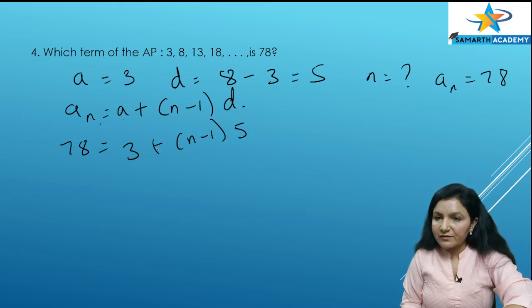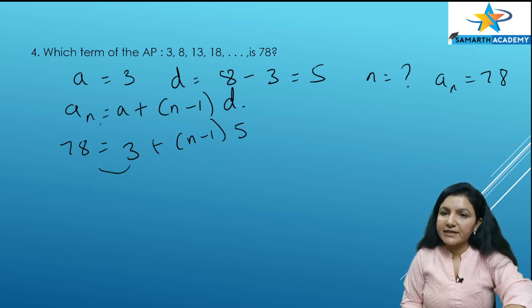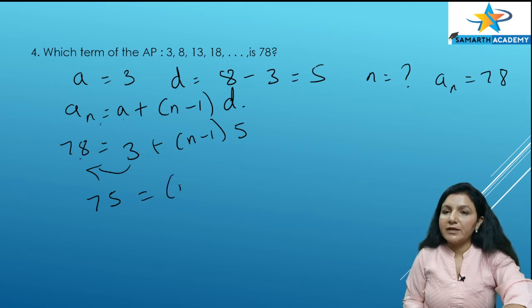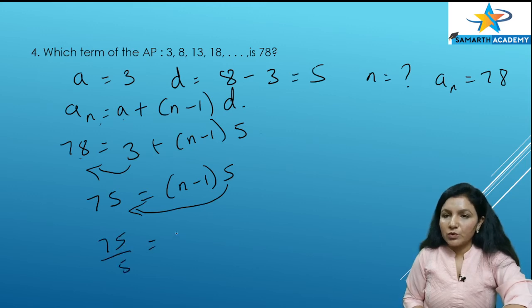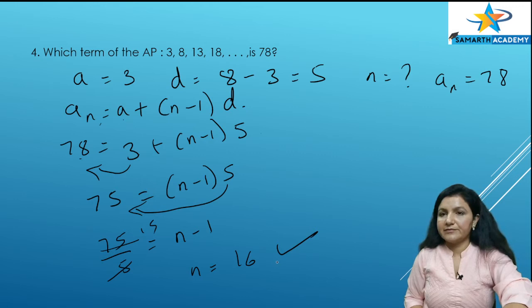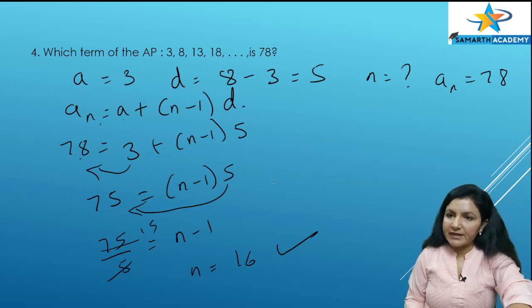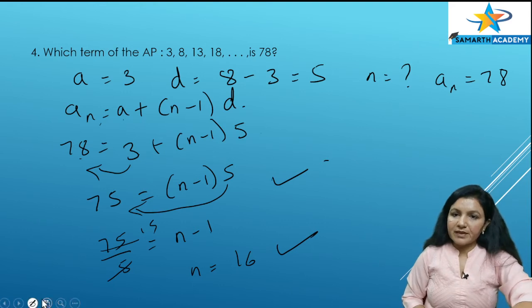I have always told you, whenever N is asked, first of all you have to send A that side. So 78 minus 3 will become 75, is equal to N minus 1 into 5. Then send 5 this side. So 75 divided by 5 is equal to N minus 1. So this will become 15. N is equal to, send 1 that side, 15 plus 1, that is 16. So the 16th term will be 78. Next question.